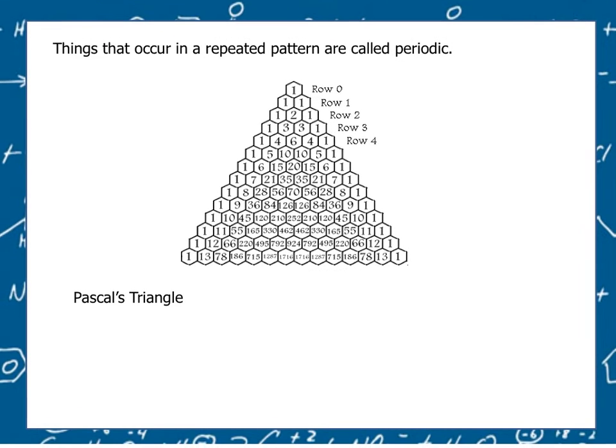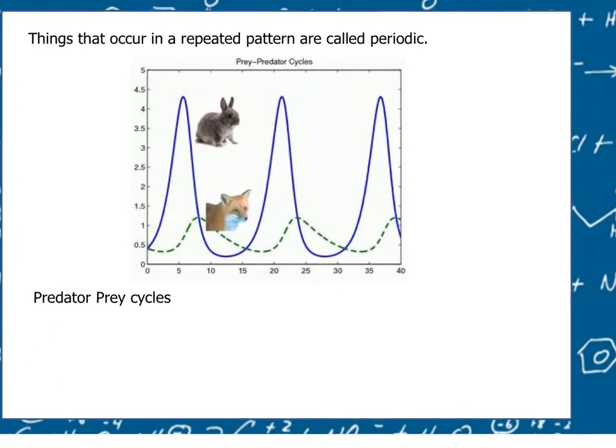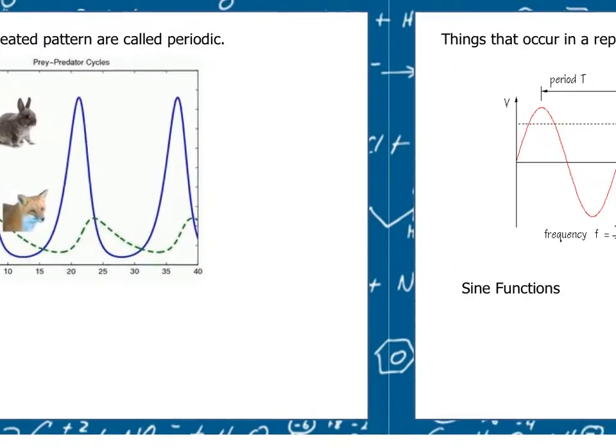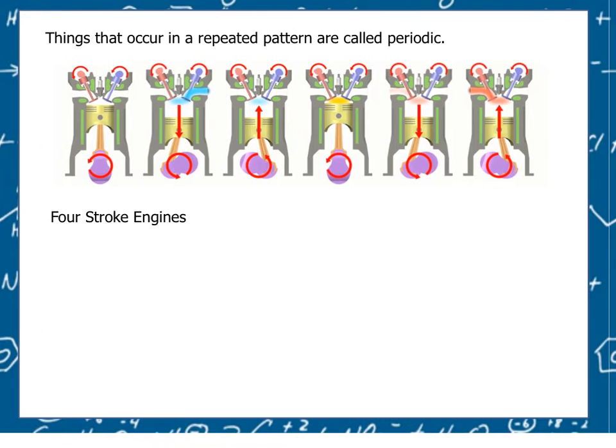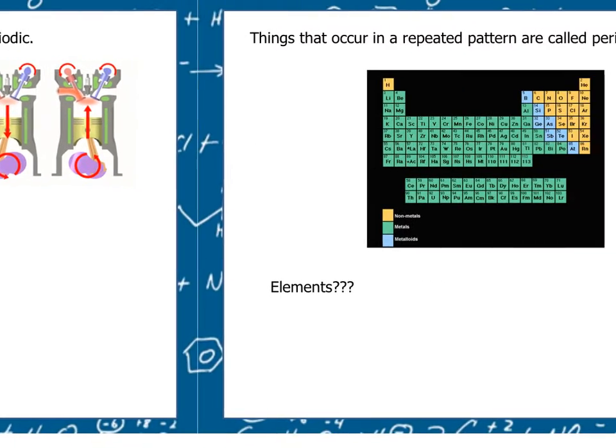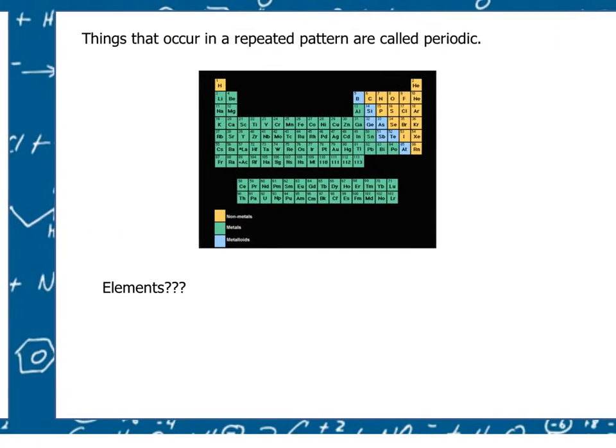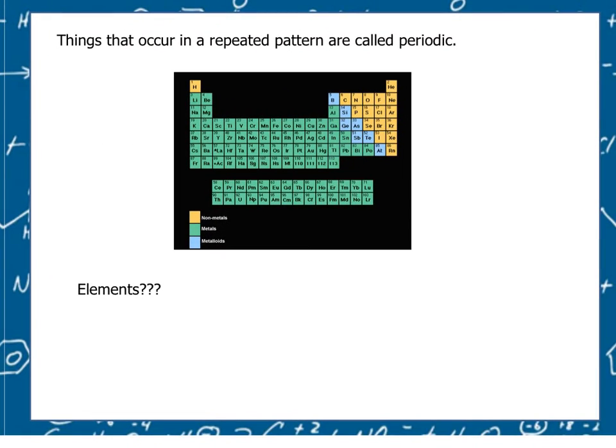So, periodic table comes from the word periodic, which means things that happen in a pattern. So, Pascal's triangle, predator-prey cycles, sine waves, engines, all of these things happen in cycles that are said to be periodic. But what is this repeating cycle on the periodic table?